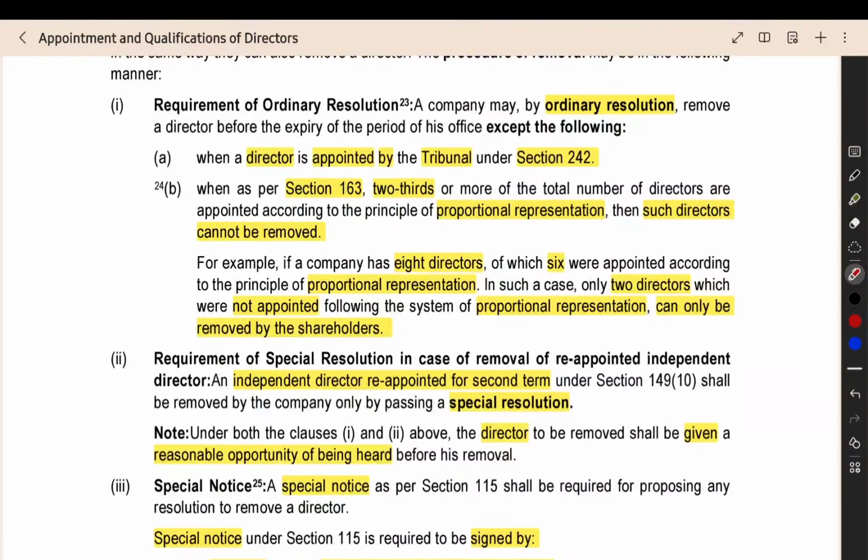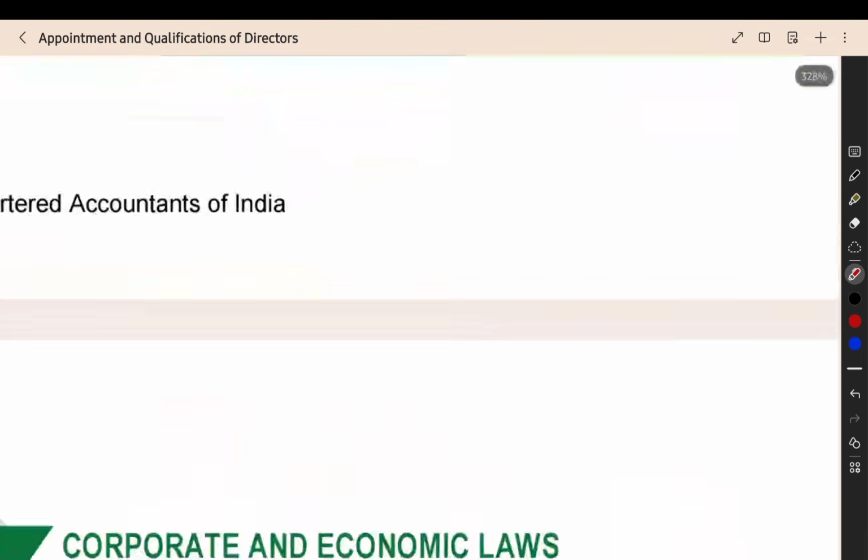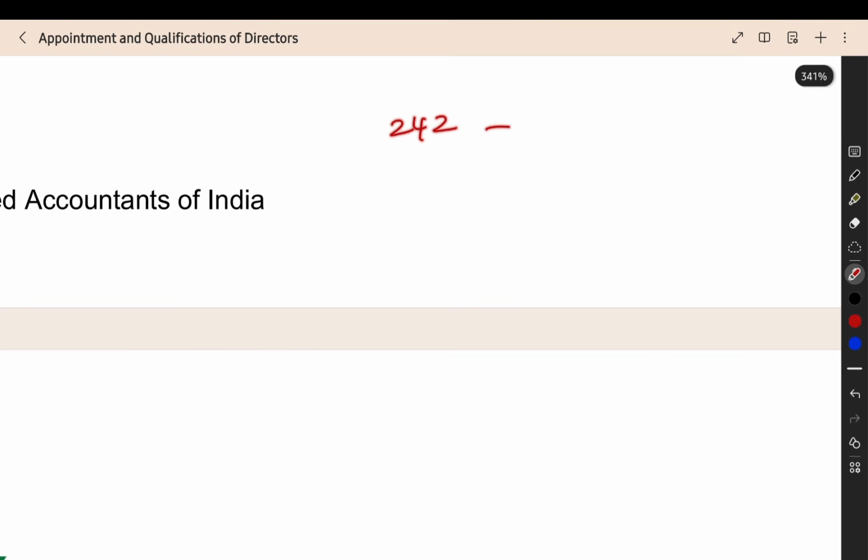And in some cases, you cannot even remove the director. In what cases? If the director is appointed by the tribunal under section 242. What is section 242? It is under the chapter of prevention of oppression and mismanagement.